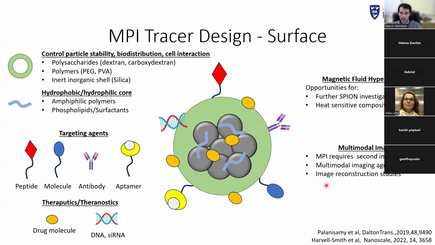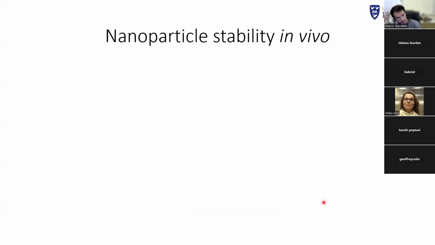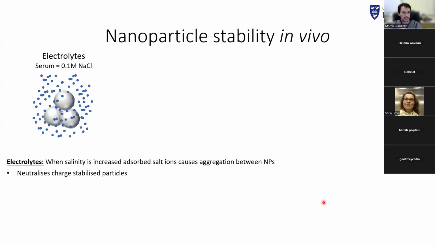To do all these different studies, and then things like image reconstruction and that kind of stuff can follow from that. But the most important thing is to consider your nanoparticles in vivo. Putting peptides and antibodies and all the rest of it is great, but you do need to consider, first of all, the effects of electrolytes.